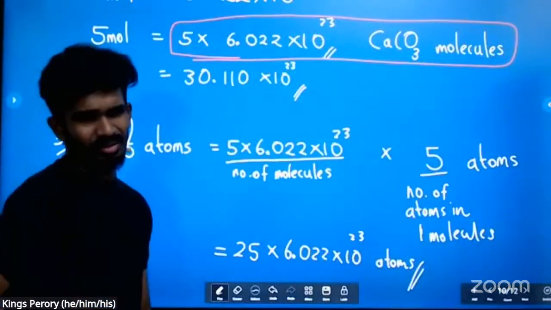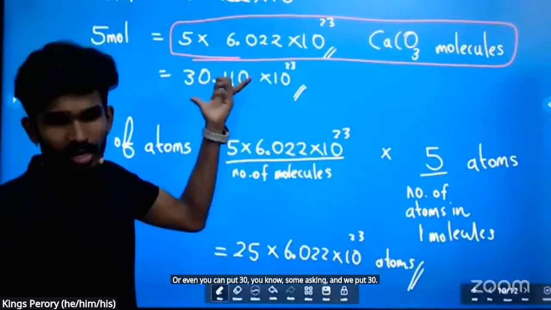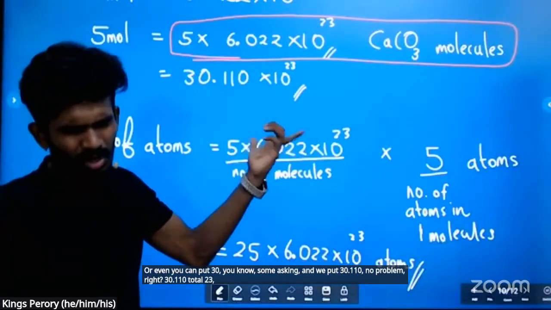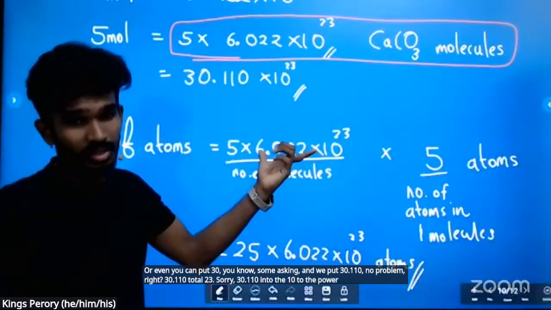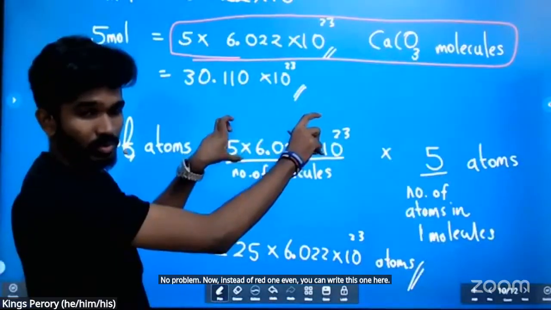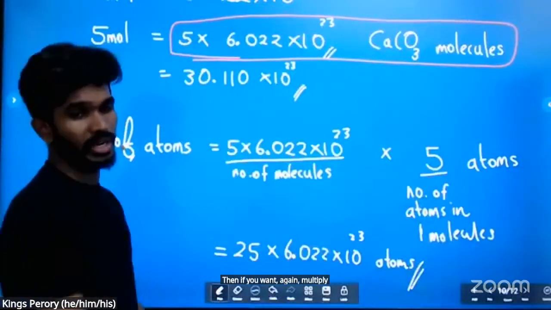Or even you can put 30. Now some are asking, can we put 30.110? No problem. 30.110 into 10 to the power 23. No problem. Now instead of the red one, even you can write this one here. Both are the same. Then if you want, you can multiply or you can keep it as it is.